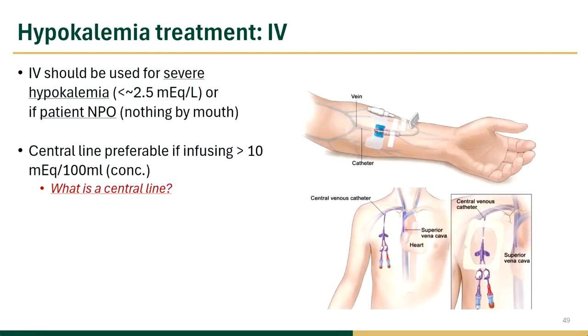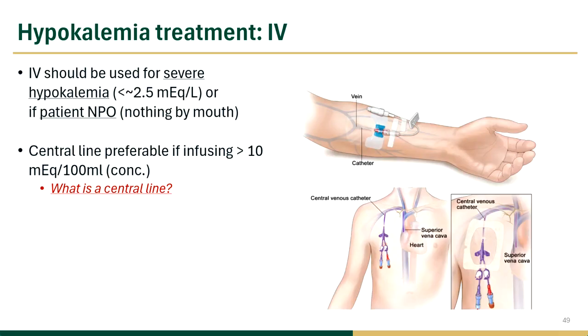In terms of the potassium chloride formulations, we do have a choice between IV and PO. IV is reserved for severe symptoms or a severe hypokalemic state, which is typically less than 2.5 milliequivalents per liter, keeping in mind the normal range is 3.5 to 5. It doesn't seem like 2.5 is much lower, but you don't have that much further to go. You would reserve IV for those situations, or if the patient is unable to take foods or anything by mouth. It is preferable to have a central line.